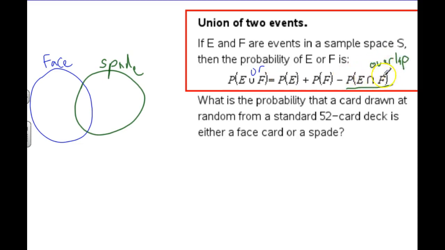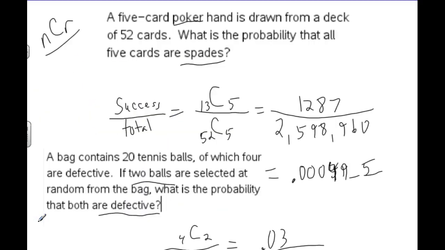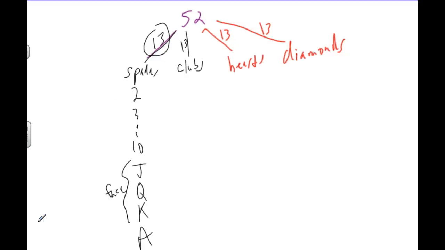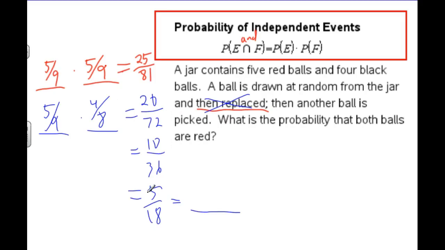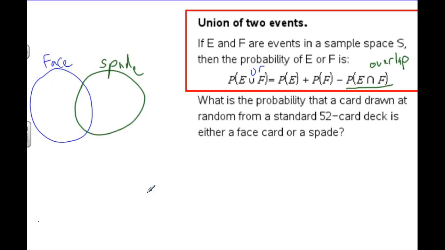I want you to understand why we do this formula. The way a Venn diagram works, this is the overlap. Are there any cards that are face cards and spades? If you think back to this, spades, there's 13 spades. 3 of those cards are face cards and spades: the Jack, Queen, King of spades. So we have 3 cards that are both face cards and spades.